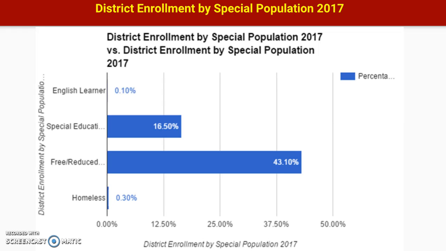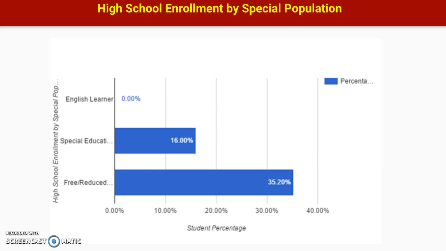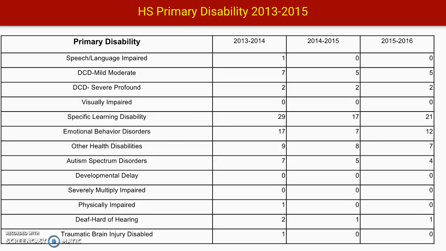Pulling that apart even further, I looked at the district and looked at special populations. 16% is special education and 43% is free and reduced meals. Pulling it into the high school specifically, 16% of the high school population receives some type of special education services, and 35% of the high school students receive free and reduced meals. Even further from there, I broke it down into primary disabilities, so you can see that specific learning disabilities and emotional behavior disorders are much higher at the high school level also.